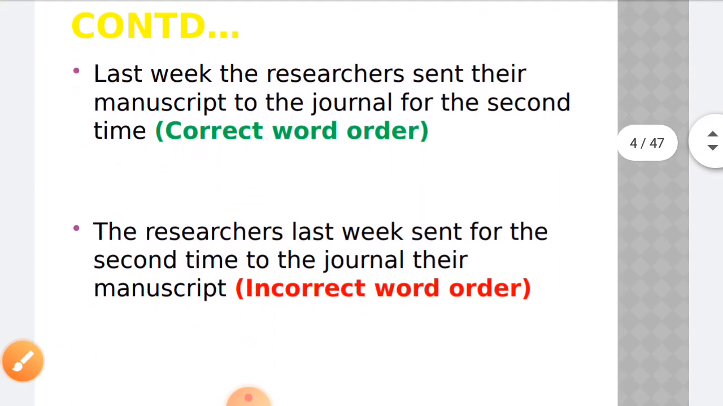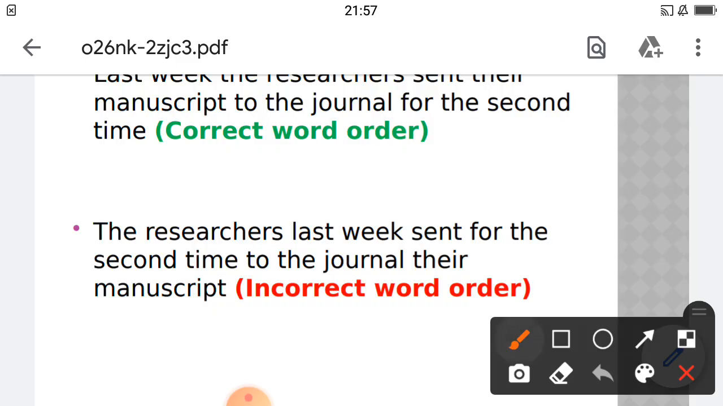Let us consider these two sentences now. First sentence: last week the researchers sent their manuscript to the journal for the second time. Second sentence: the researchers last week sent for the second time to the journal their manuscript. As far as the word order is concerned, the first sentence has the correct word order, whereas the second sentence has an incorrect word order, and hence such kind of sentences should be avoided.